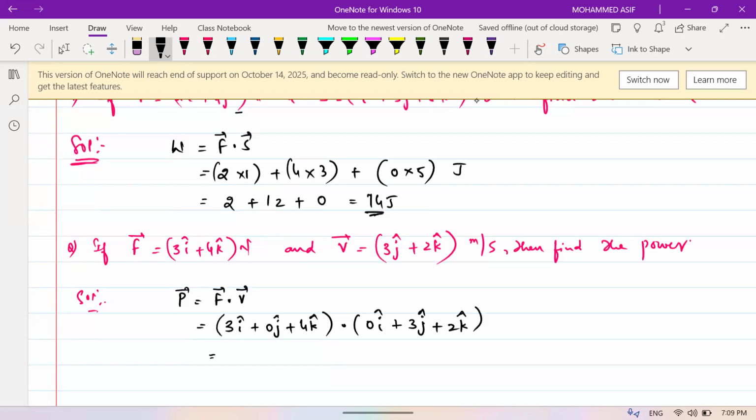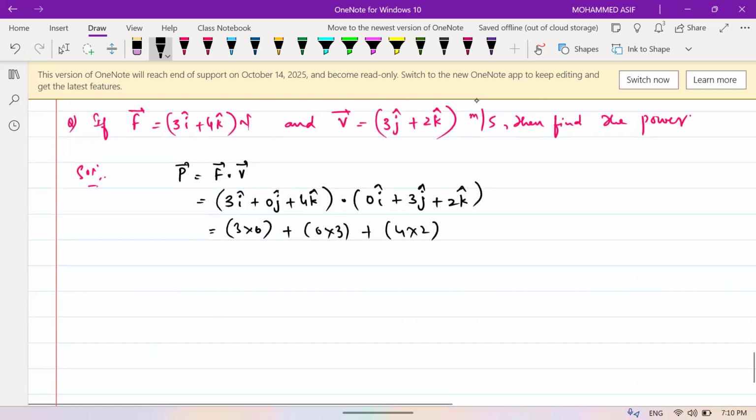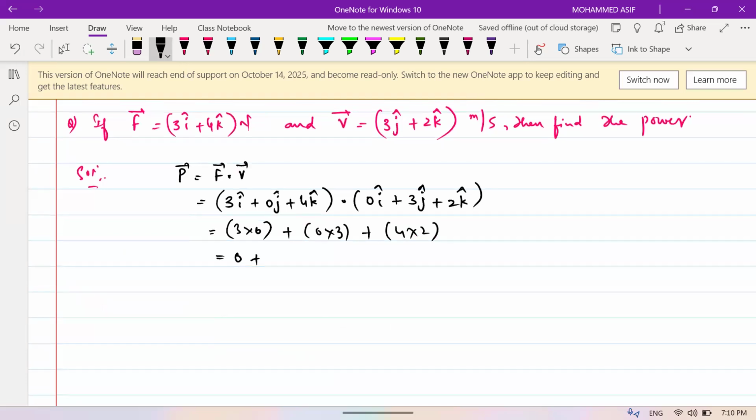3 into 0, how much will it be? 0. Plus 0 into 3 is 0. Plus 4 into 2 is 8. So it is equal to 8 watts. Watt is the unit of power. Am I clear? Yes, sir.